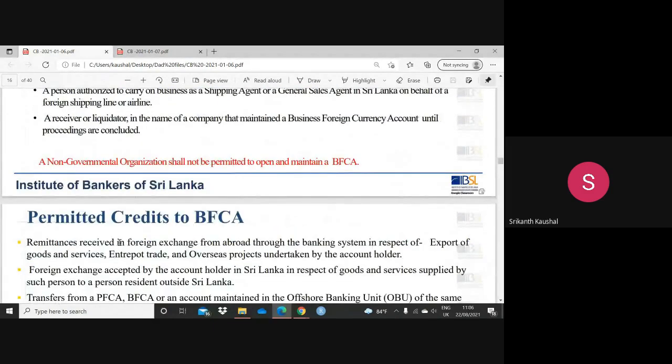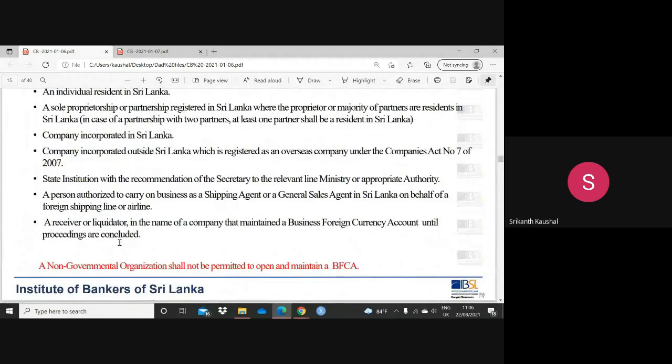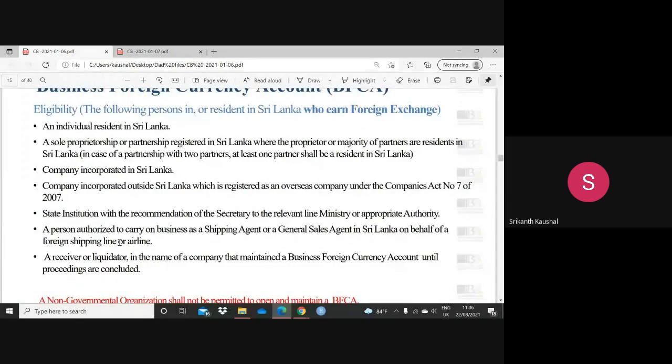Now BSEA, I'll give you an example. Let's say any exporter in Sri Lanka, easily they can open BSEA because they are exporting goods. Give me some example, any service provider in Sri Lanka who could open BSEA. Give some example. Who are the service providers? Life example.